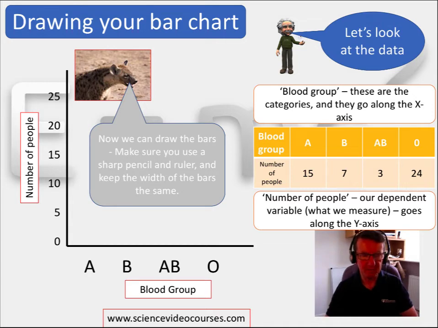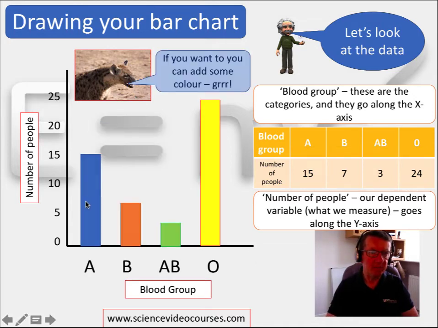Let's see what I mean by that. Well, here we've got the bar for blood group A, that goes to 15, and B goes to 7, AB goes to 3, O 24. All of the bars are equal width and also equidistant apart. It's nice and neat, and yes, I've added some colour. Why? Because I like colour. Okay, so that is a great example of a very, very simple bar chart.